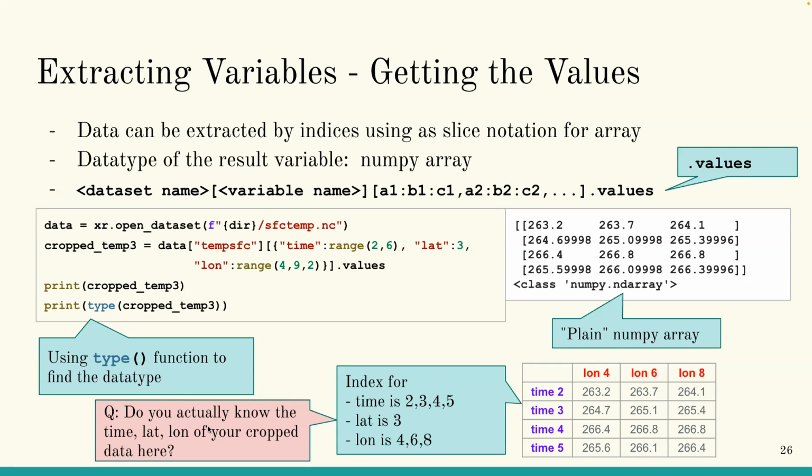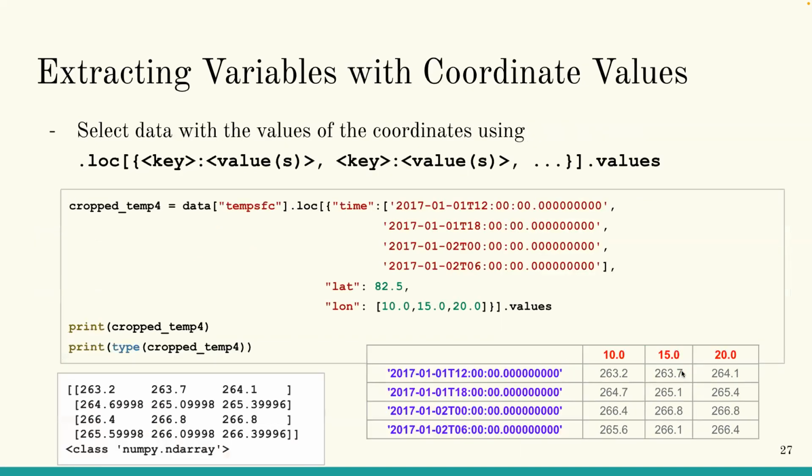So the next question I have just talked about. Do you actually know the time, latitude, longitude of your crop data in here? You don't know that, right? You just know the indices, 2, 3, 4, 5 for time, and 3 for latitude, 4, 6, 8 for longitude. So that's not okay, right? It's not human readable. You don't know the actual values. So how do you use the actual values?